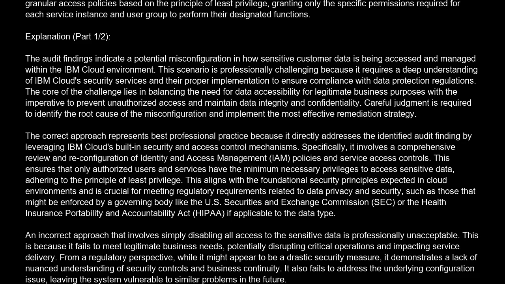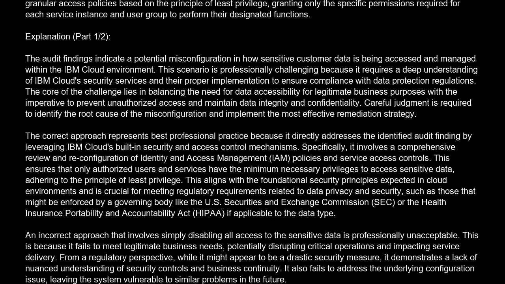The correct answer is A. Conduct a thorough review of all IAM policies and service access controls associated with the database. Implement granular access policies based on the principle of least privilege, granting only the specific permissions required for each service instance and user group to perform their designated functions.